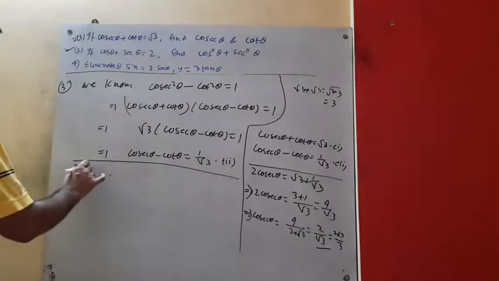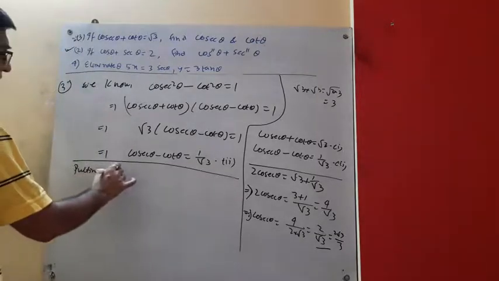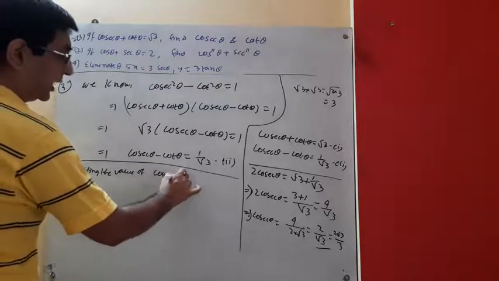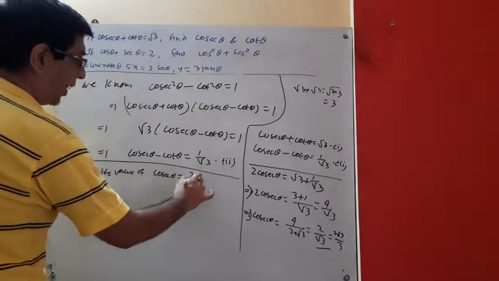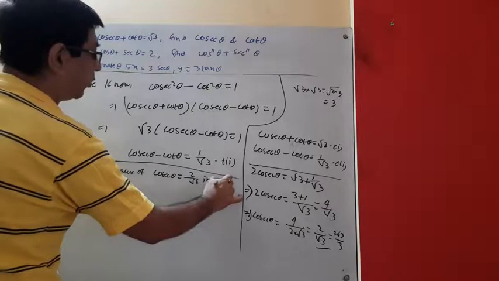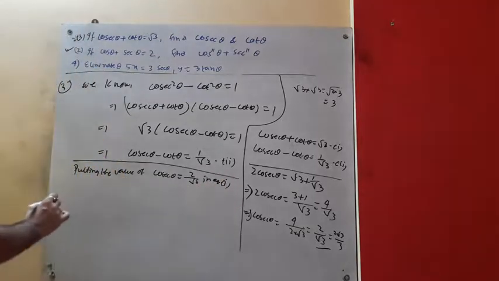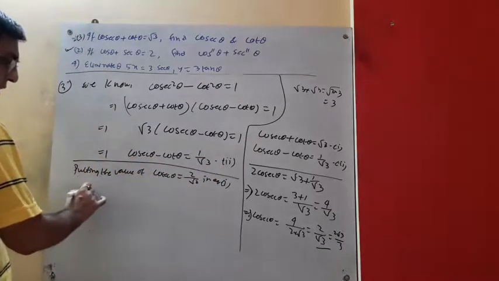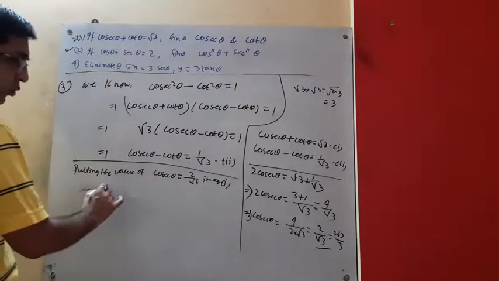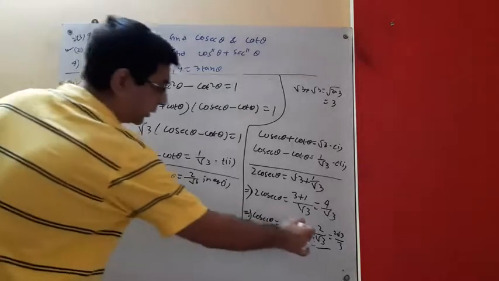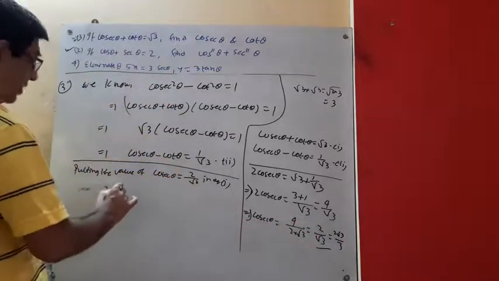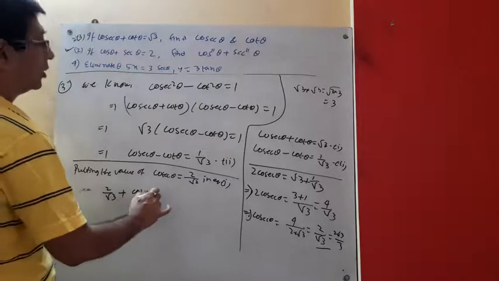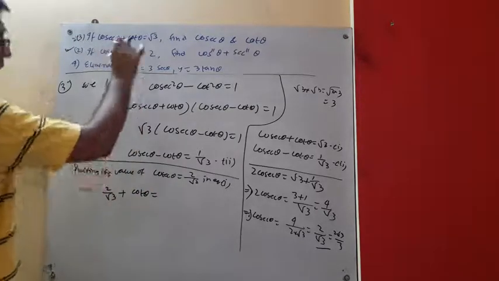Putting the value of cosec theta equal to 2 by root 3 in equation 1. What is equation 1? This is equation 1. Cosec theta is 2 by root 3, we will put the value. 2 by root 3 plus, what is cot theta? We don't know. Cosec plus cot equal to root 3.